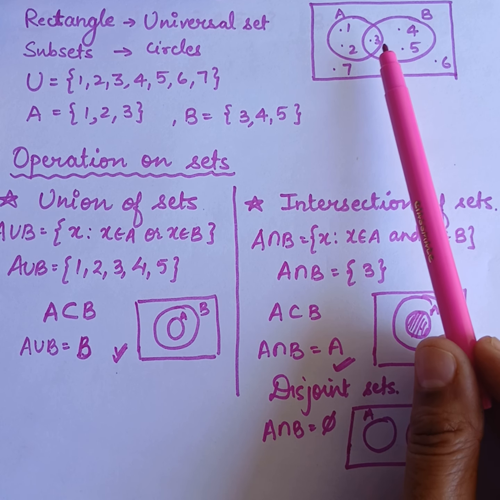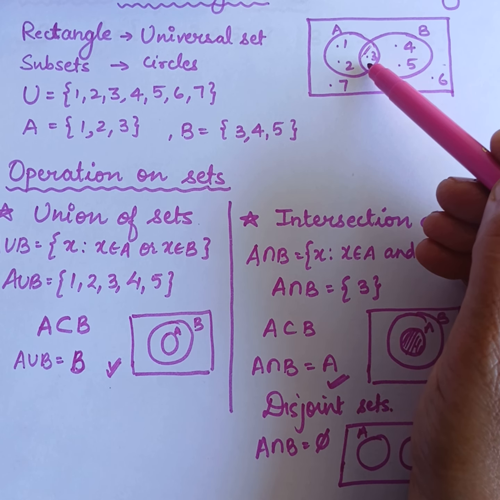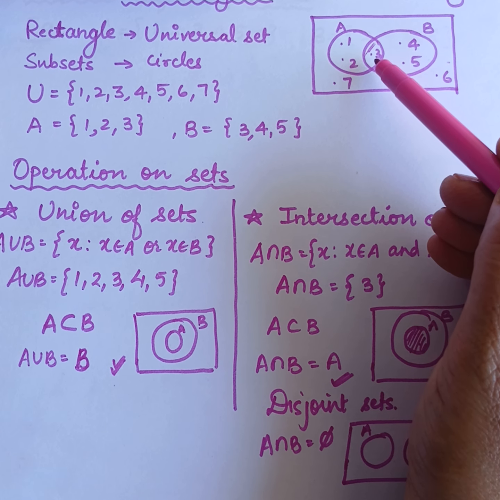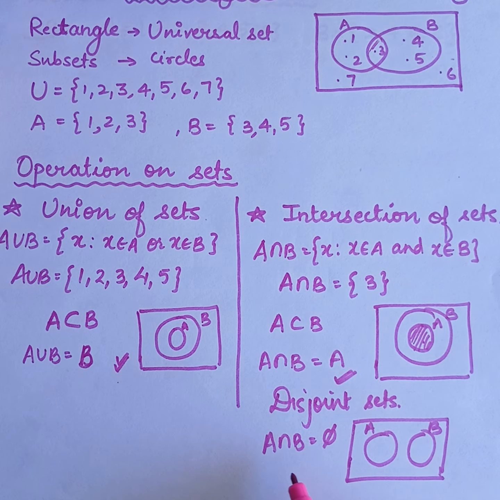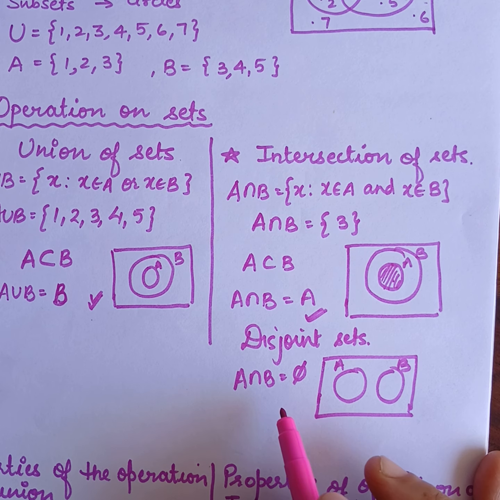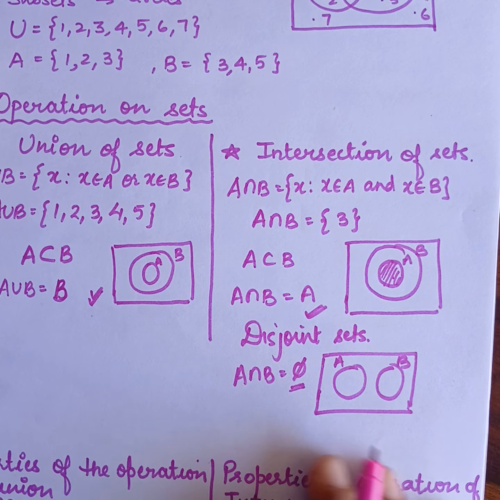So I should write 3 here. Here also, with the help of a Venn diagram, you can see this area is the common part which is there in A as well as in B, and in this area I have only one element which is 3. And if they are disjoint, meaning there is nothing common between them, then their intersection will be empty. We write it as the empty set.